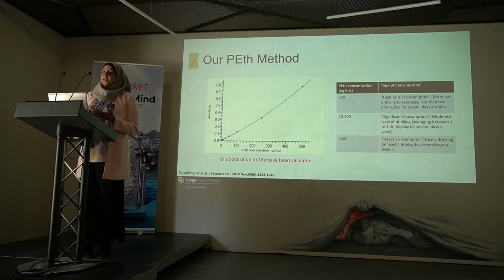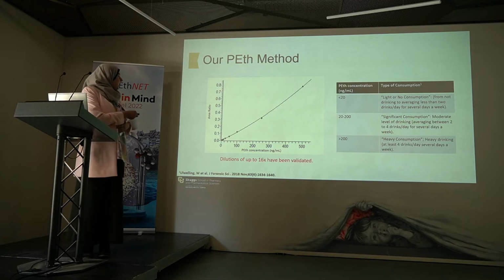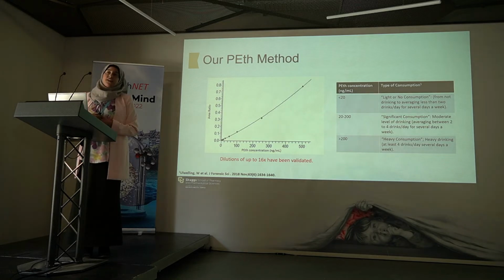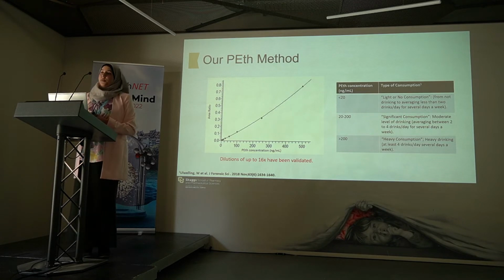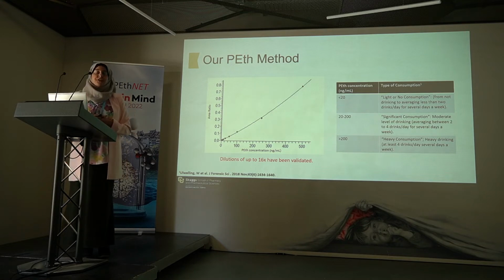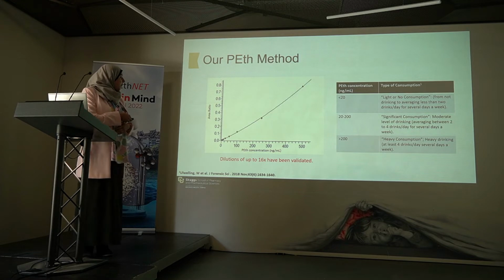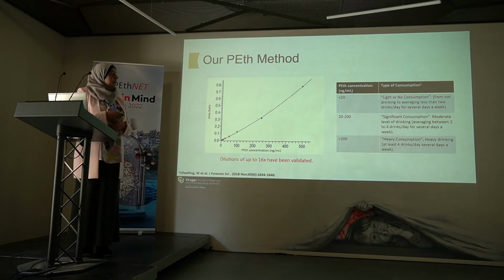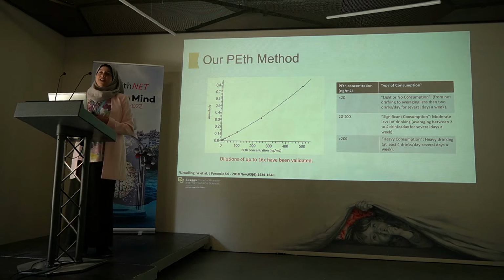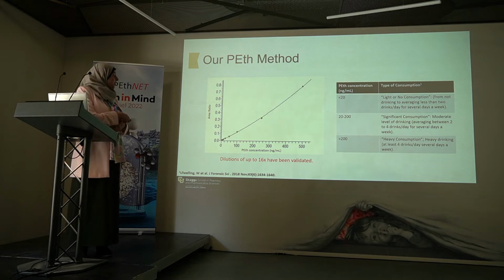So we went ahead and developed a DBS-based PEth assay, and on the left here you see our standard curve, and the way that we make our standards is we obtain blood from individuals who do not consume alcohol, and we spike it with known concentrations of PEth. Our curve goes from 5 to 500 nanograms per mL, and if you look on the right here, you see a table of proposed PEth concentrations associated with different types of consumption based on Oslin's comprehensive review of PEth literature. So our standard curve is definitely encompassing this range.